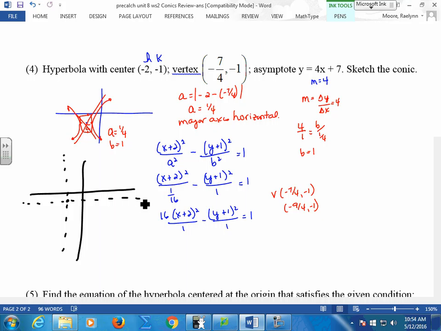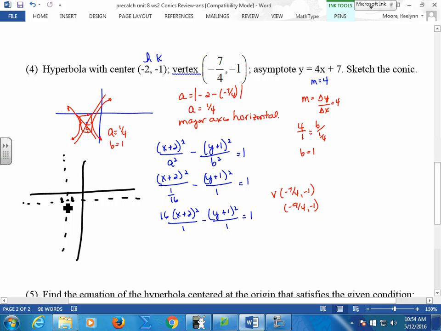Now, this again just tells me where this is located. It doesn't tell me who's my major axis. It doesn't tell me which way it's going. So I have to get another piece of information. So my vertex is negative 7/4, negative 1. Is negative 7/4 before or after this? Before. Because this is like negative 1 3/4. It's right here. And the other vertex would be right here.